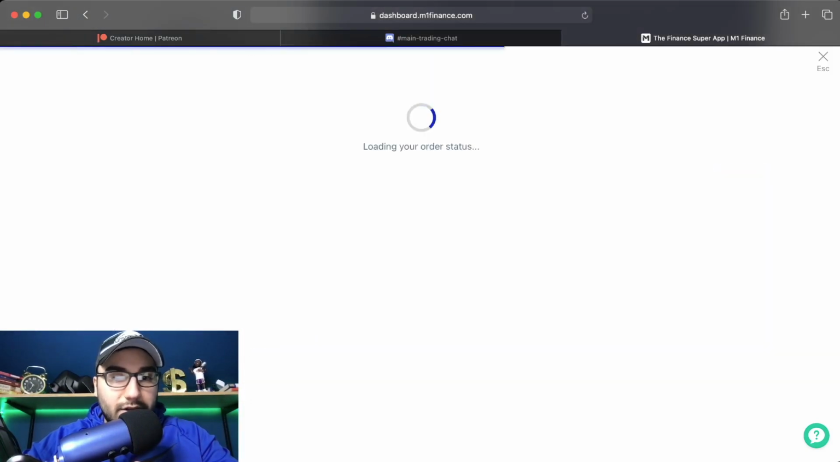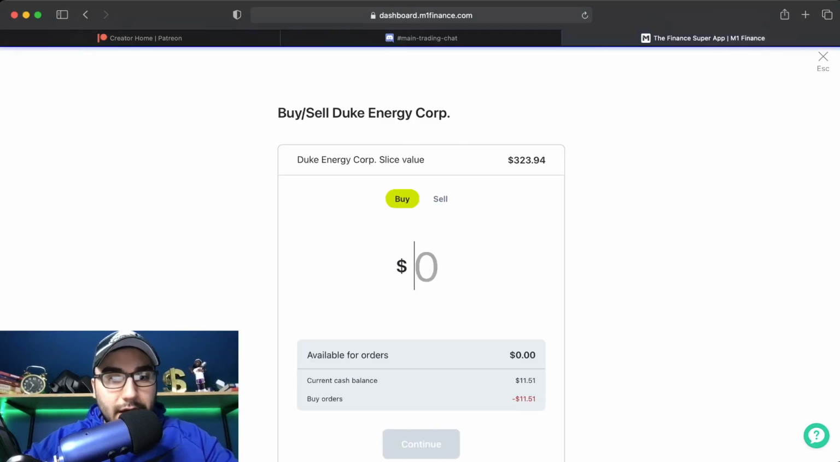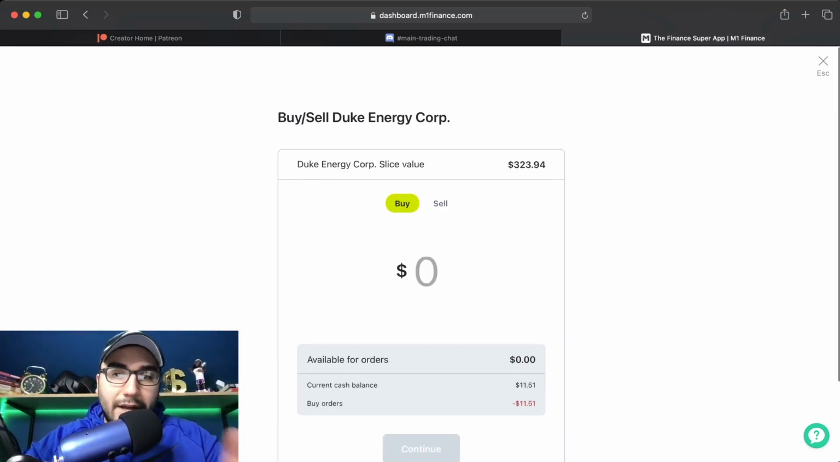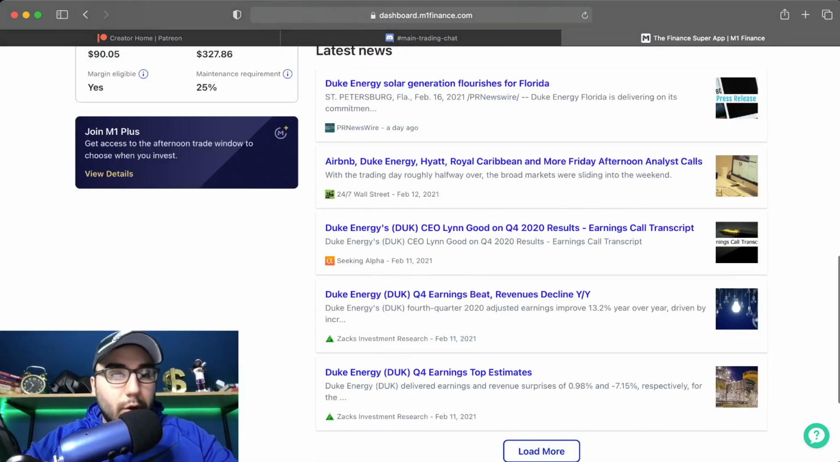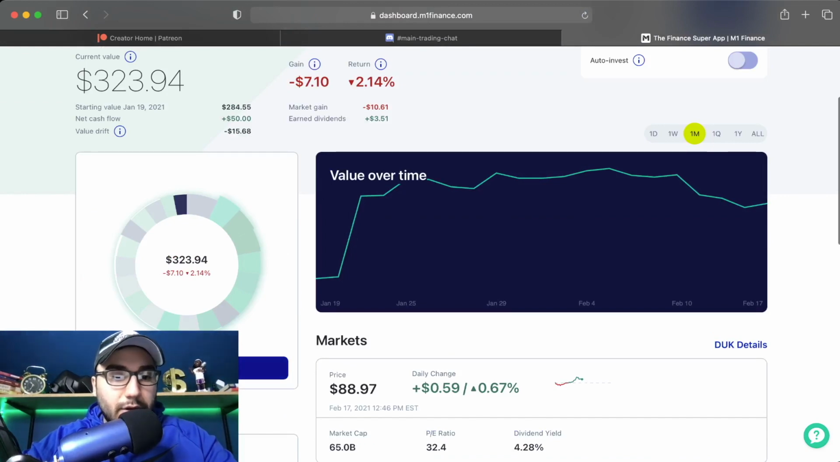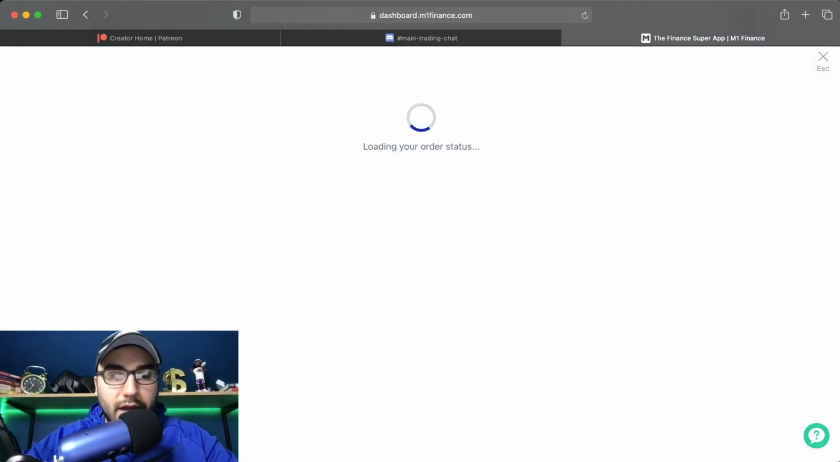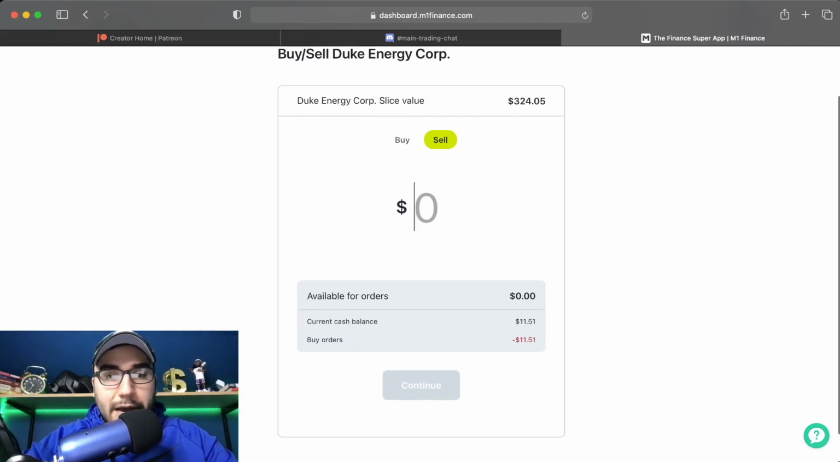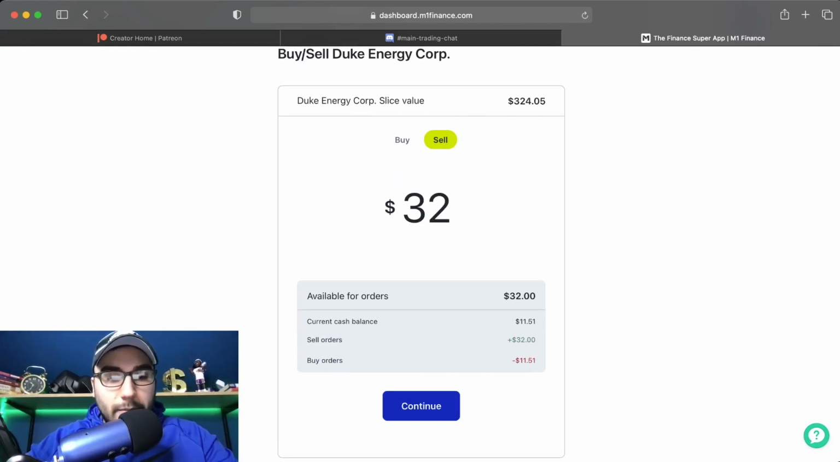So I'm going to sell out of Duke. I'm going to click buy/sell. You guys probably know how to do this. If you haven't used M1, you probably don't know what I'm doing. But to sell out of a position in M1, you simply go to the slice, in this case it's Duke. You go to buy/sell, and then you go over here. Let me show you. You want to click sell and put the amount you want to sell out of. So I'm going to do $324.05. And don't worry, we're going to talk about why I'm doing this in a second, but I just want to show you how to do this.